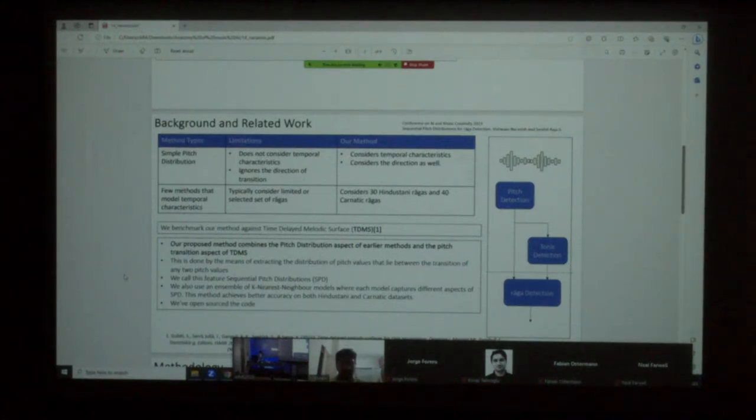And coming to the overview of the paper, the heart of our system lies in the feature engineering, where we're extracting temporal characteristics of the Raga. We extract pitch values and distributions of pitch values between any two given pitch values. And we also extract the direction of transition, meaning that a transition from, say, pitch A to pitch G can be like A, B, C, D, F, G, or can be like A, G sharp, G. Those are two different directions of transition. And then we also have a supervised learning algorithm, which is a simple k-nearest neighbors algorithm, an ensemble of it, and cross-validation.